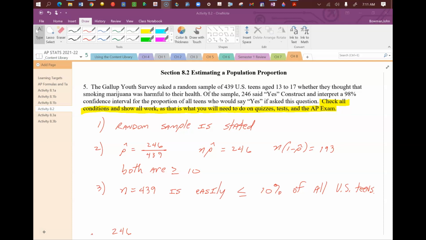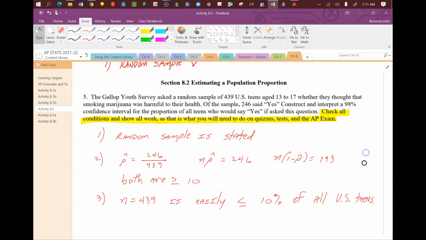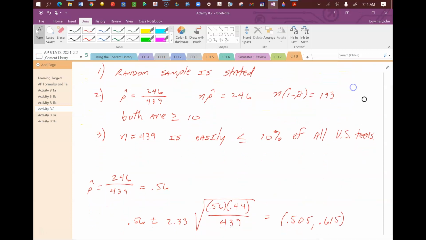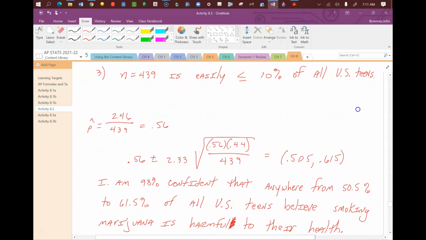So a random sample was stated in this problem. Our sample proportion is 246 out of 439. So the number of successes is 246. The number of failures is 193. Both are at least 10. 439, our sample size, is easily less than 10% of all U.S. teens. And next comes our calculation.